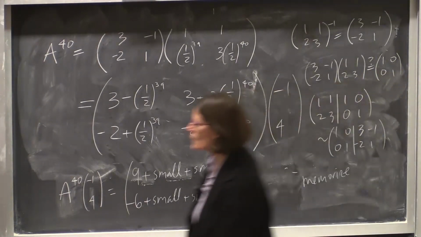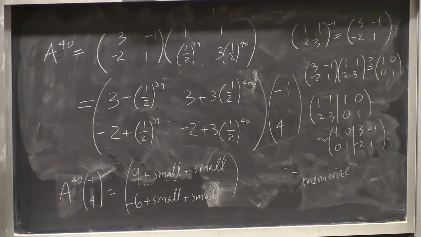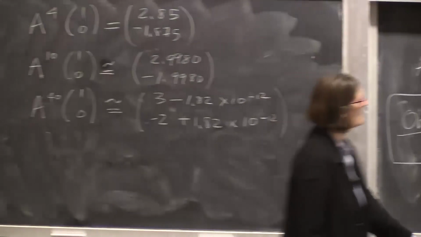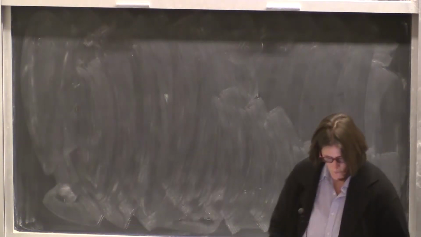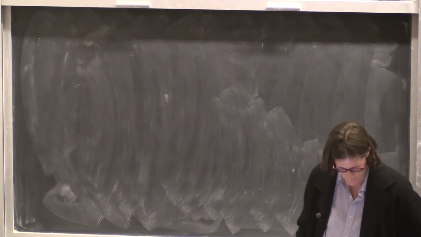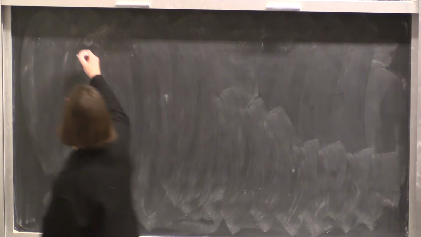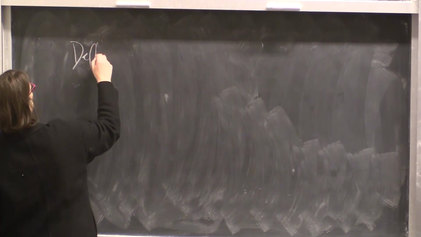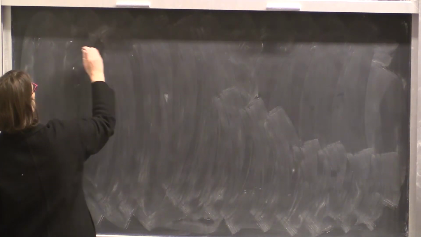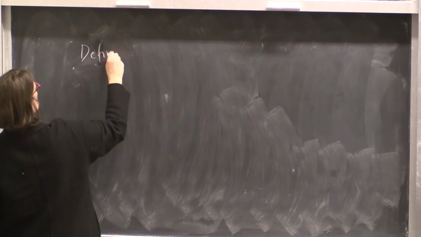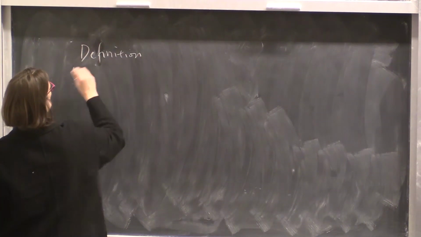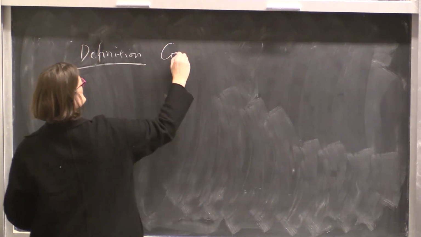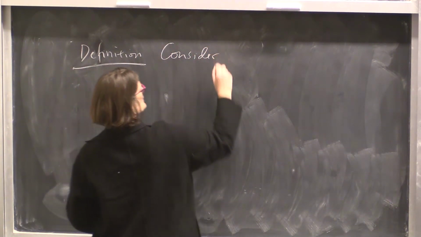OK. So what's with this decomposition? So this leads to a bigger question of eigenvalues and eigenvectors. So we start with a definition. So consider a linear mapping.